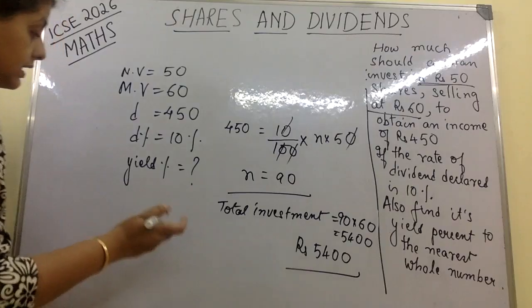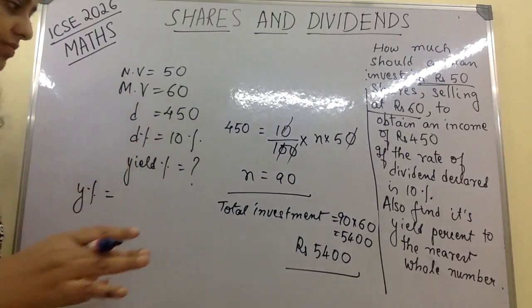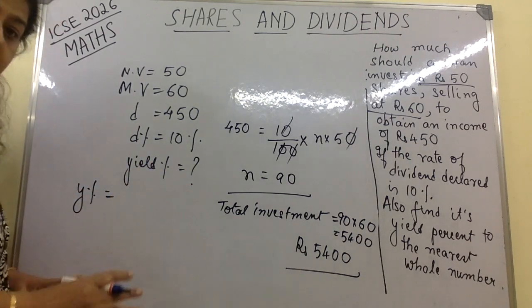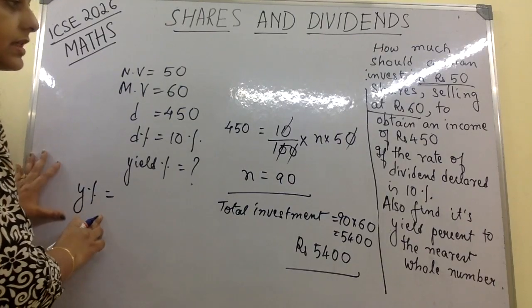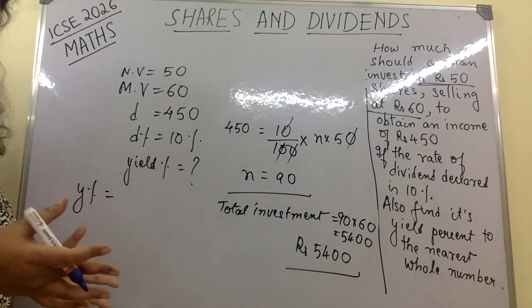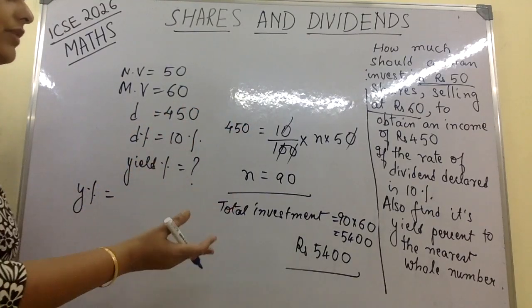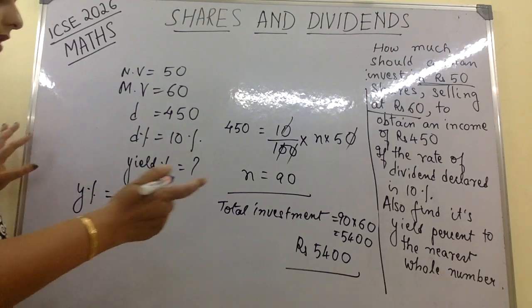Let's work on this. Yield percent is, now please don't write long statements. You will not have the time to write long statements, and hardly any marks are given for statements. Okay, so here yield percent is, see, I didn't use any formula. I just used my common sense and I made a linear equation out of n, and I got the value of n.